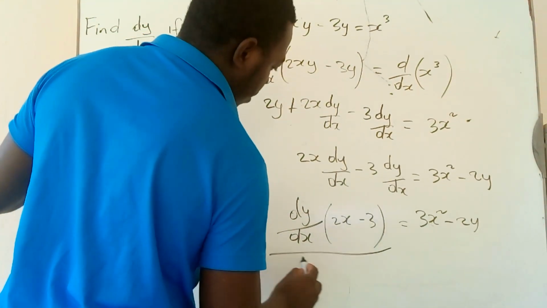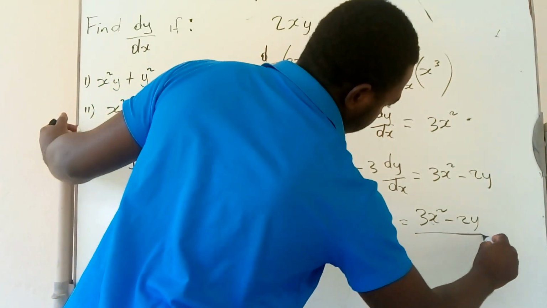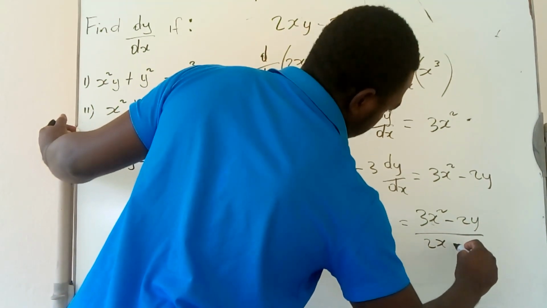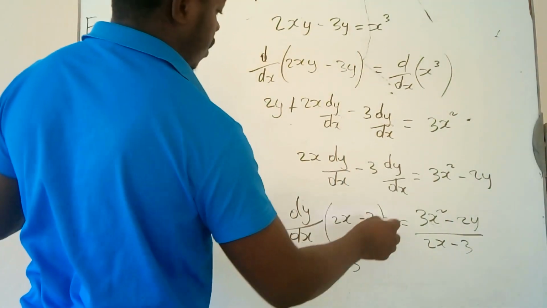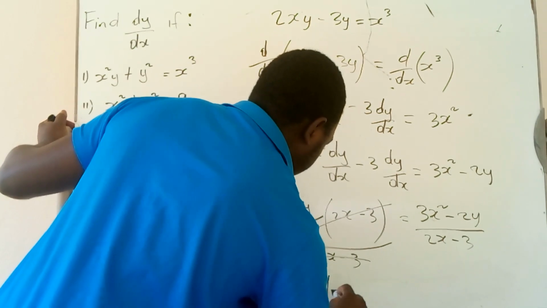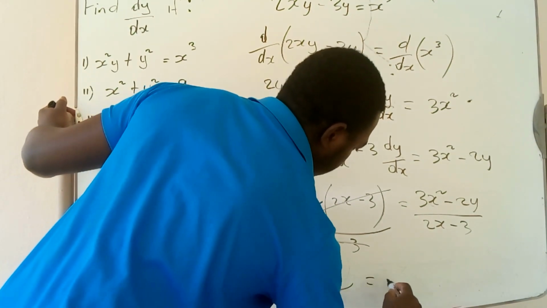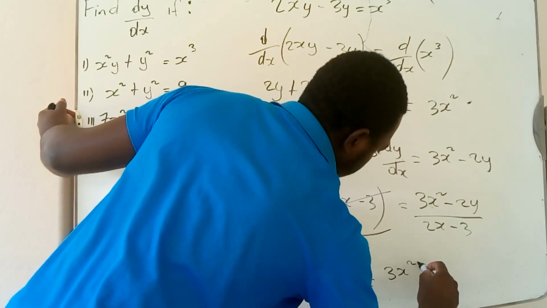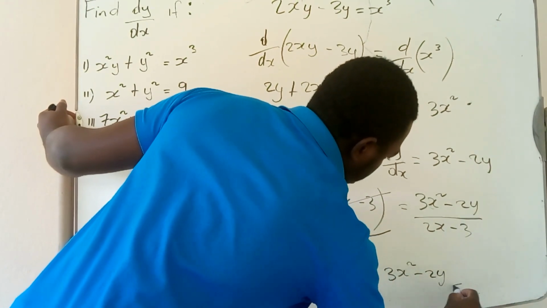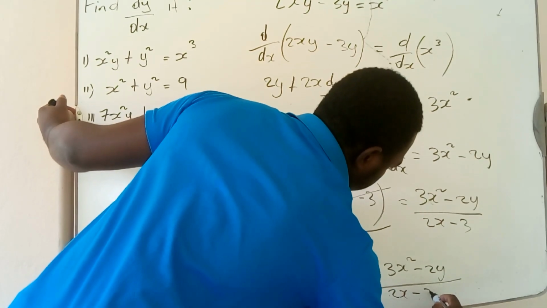So divide this side by 2x minus 3. Also divide this side by 2x minus 3. Then 2x minus 3 cancels 2x minus 3. So dy by dx is equal to 3x squared minus 2y, all of that divided by 2x minus 3.